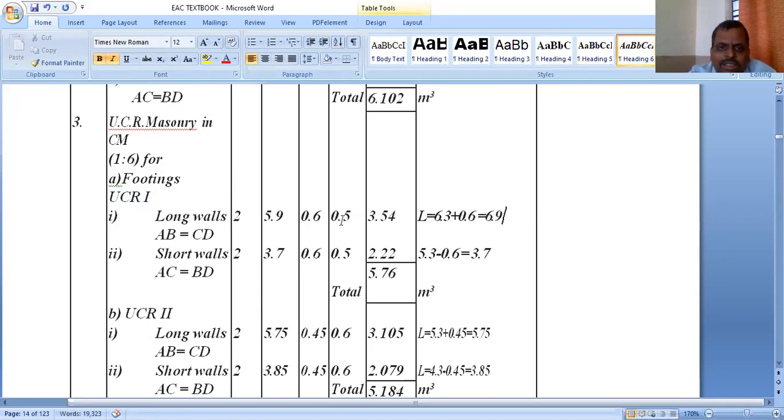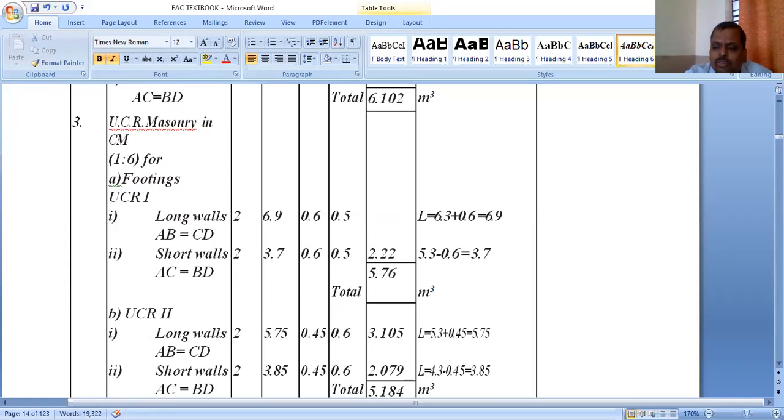It will be 6.9 meter. Now I will change here the length of the long wall, that is 6.9 meter, whereas the width will remain constant at 0.6, and the depth will be 0.5 meter. So how much will be the total quantity? It will be 2 into 6.9 into 0.6, the width of the item, multiplied by the depth of 0.5 meter, and the total will be 4.14 cubic meter.